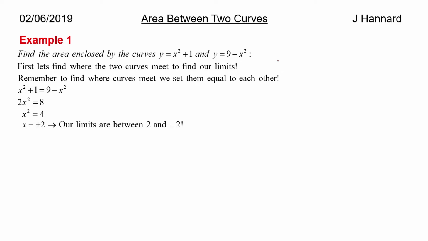Stick it back in for y, and we get... actually, we just need the x's. We're not looking for full intersection points. Remember, our goalposts in the last lesson were the points on the x-axis. So we just need the x points of intersection, which are going to be 2 and minus 2. So let's draw a graph.